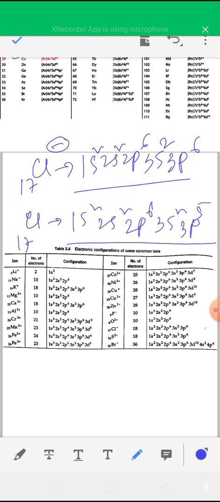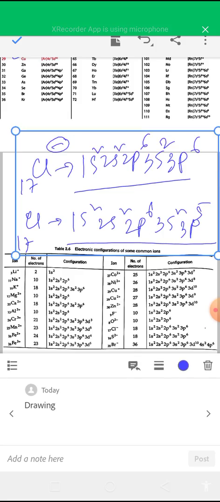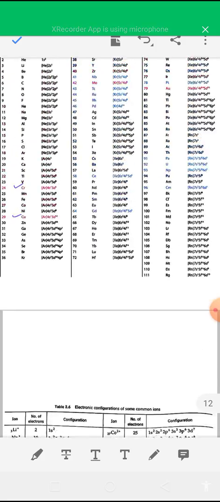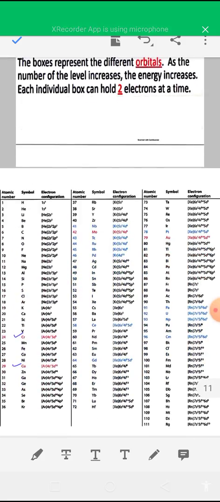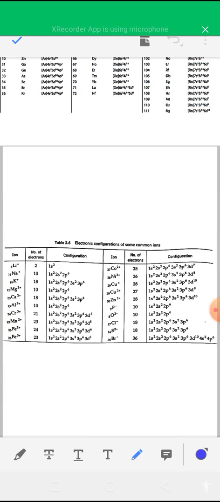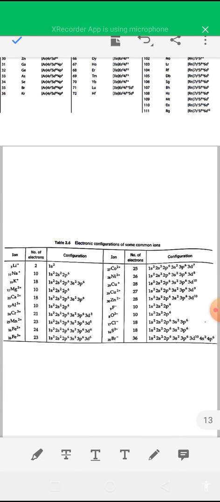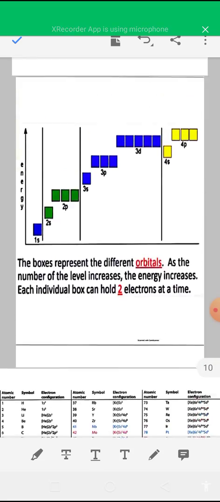So how to write electronic configuration, I think you understood, and you have to practice writing the electronic configuration of different atoms and different ions.